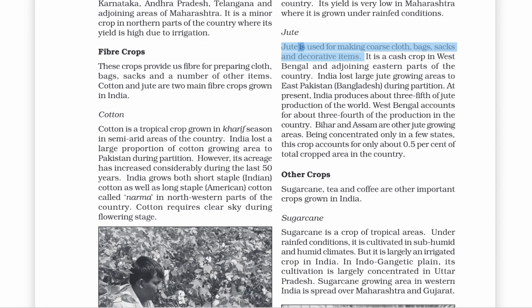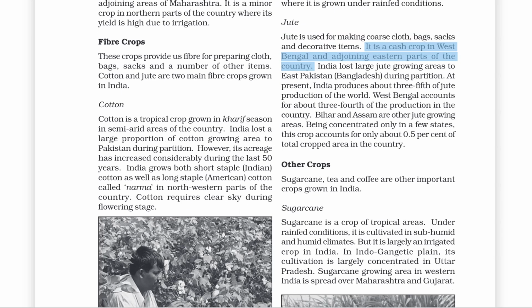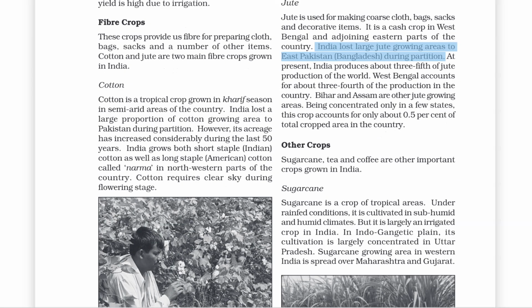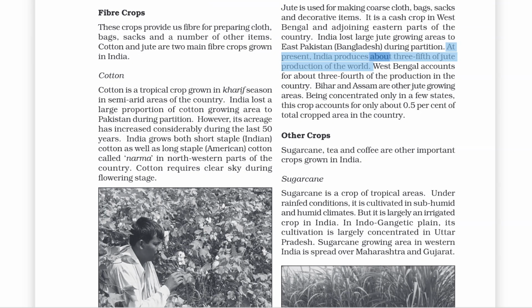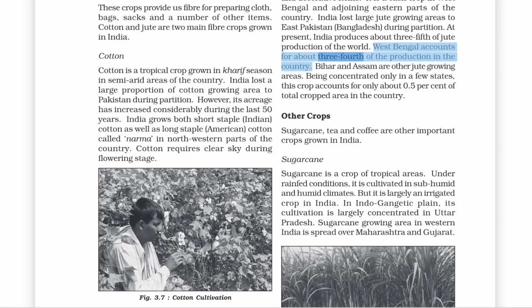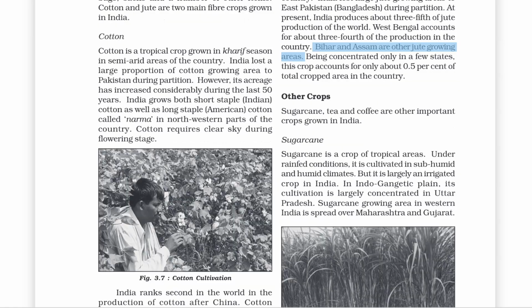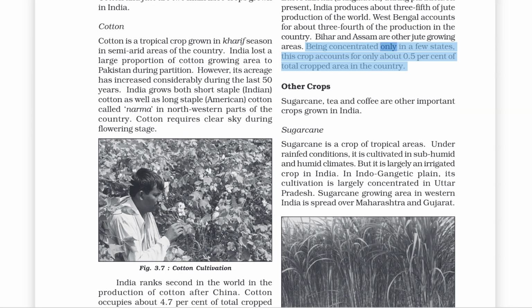Jute. Jute is used for making coarse cloth, bags, sacks and decorative items. It is a cash crop in West Bengal and adjoining eastern parts of the country. India lost large jute growing areas to East Pakistan, Bangladesh during partition. At present, India produces about 3/5 of jute production of the world. West Bengal accounts for about 3/4 of the production in the country. Bihar and Assam are other jute growing areas. Being concentrated only in a few states, this crop accounts for only about 0.5% of total cropped area in the country.